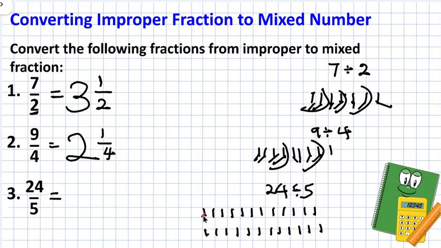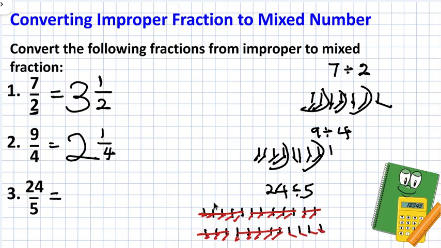We have 1, 2, 3, 4, 5. This is 1. Then 2, then 3, then 4. So this 4 is not up to 5, so that will be our remainder.